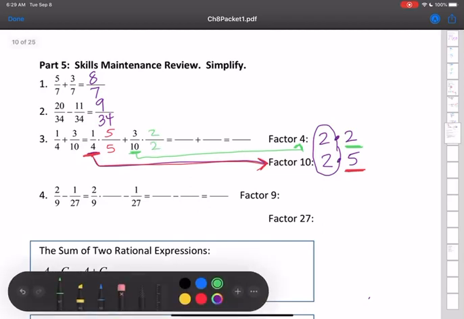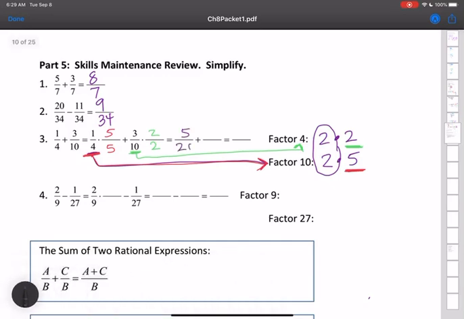Now for that first piece, we have 1 times 5 is 5, over 4 times 5 is 20. Then we have 3 times 2 is 6, over 10 times 2 is 20. Now we have that common denominator. So we can go ahead and add straight across. We get 11 over 20.